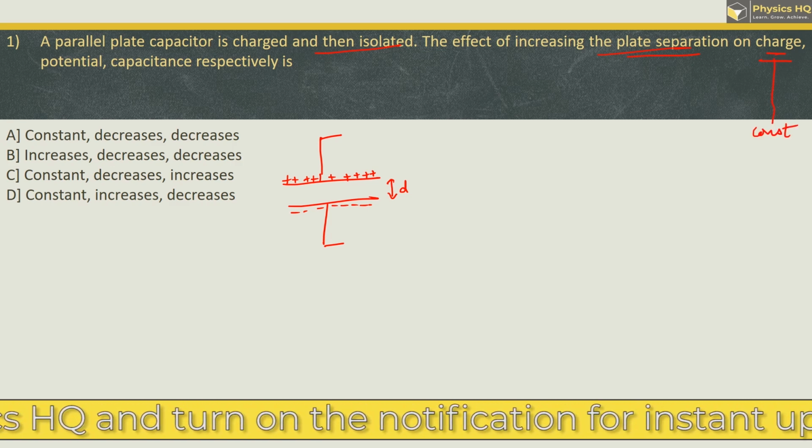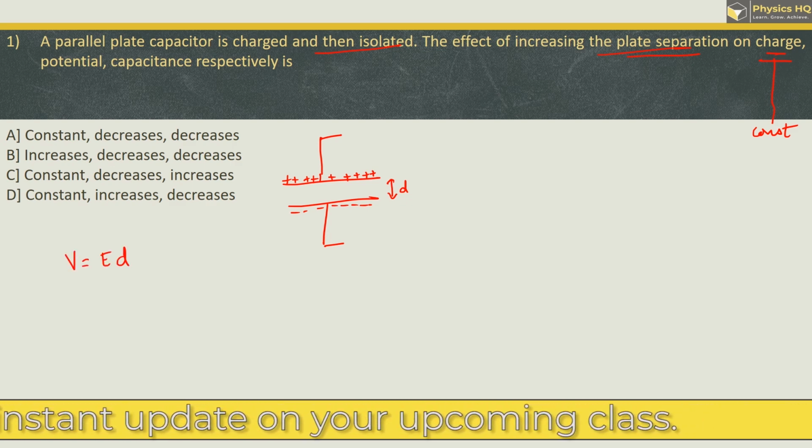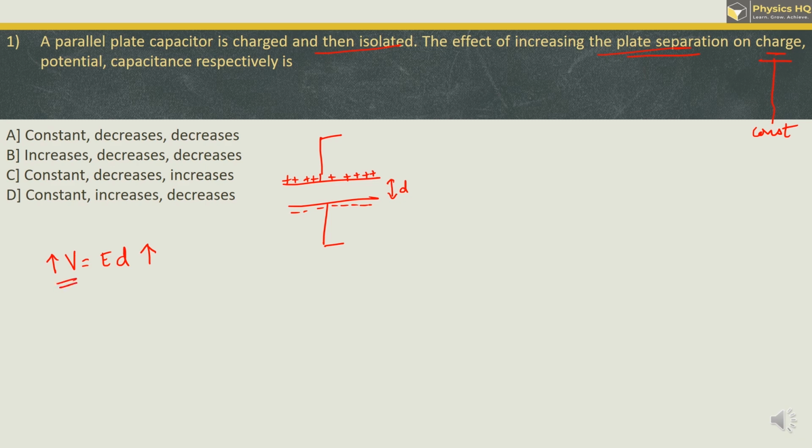Next, potential. Potential V is given by E into D, where E is electric field and D is plate separation distance. If we increase the plate separation, potential will also increase. Lastly, capacitance is given by epsilon naught A by D. So capacitance is inversely proportional to D, and if D is increasing, then capacitance will decrease. So the correct option is option D. Charge is constant, potential will increase and the capacitance will decrease. Hope you all understood this. Let us go ahead to the next MCQ.